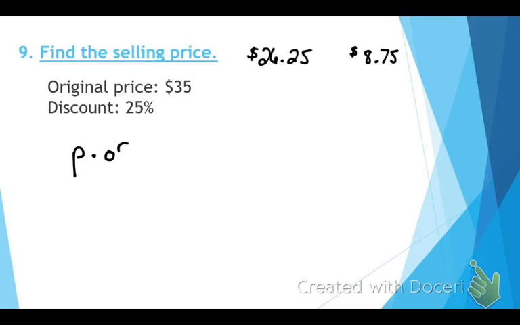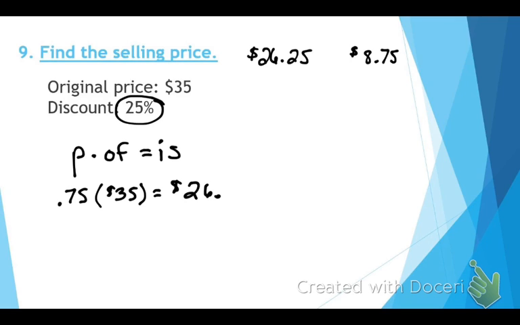P times of equals is. Notice that I get a 25% discount. So guys, what percentage do I have to pay? 75%. So we're going to change that to a decimal, 0.75, and multiply it times the original price. When you do that, guess what you get? $26.25.